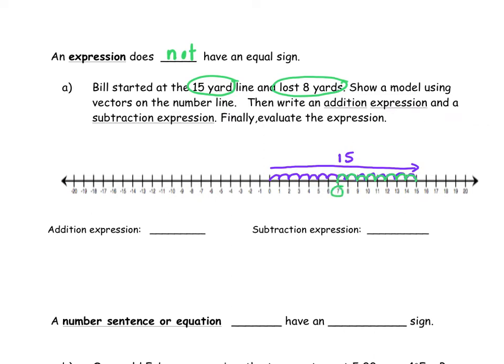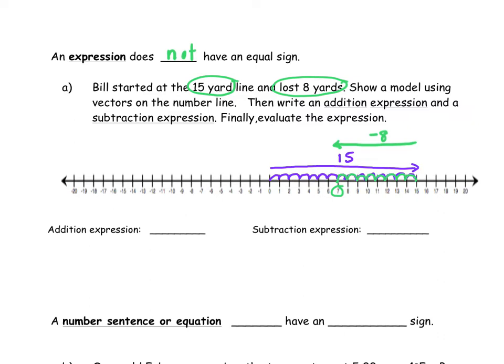So to model that with a vector, I need to start where I left off the last number and then stop when I get to the number I'm heading to. But this vector is a model of negative 8 yards because we went to the left.